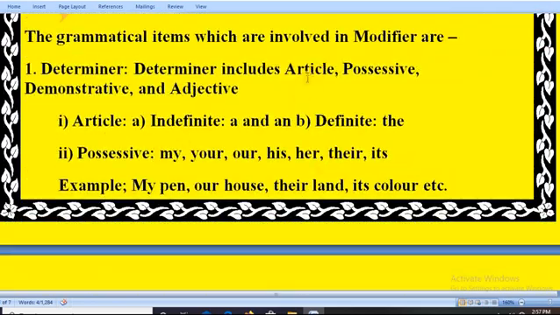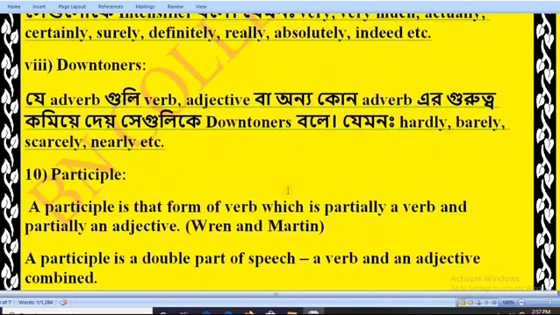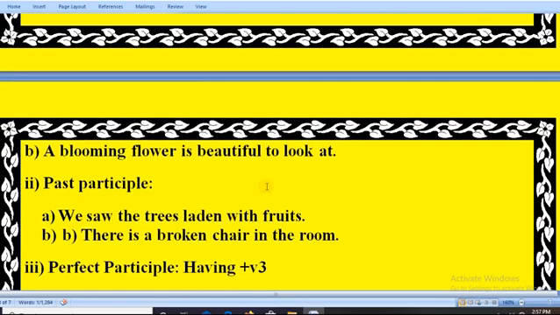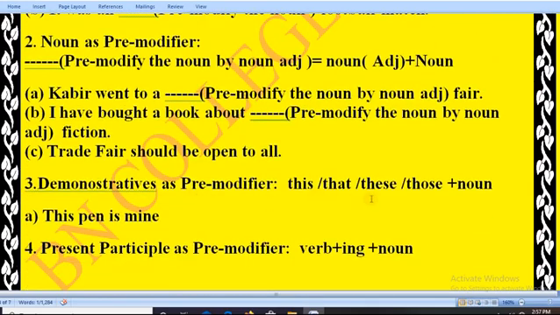In determiner, what are included? Article, possessive, demonstrative, right? So here it is only demonstrative. That's why demonstrative is only a part of determiner. Look, number 3, demonstrative: this, that, these, those, right?